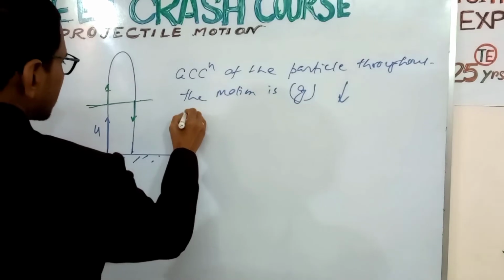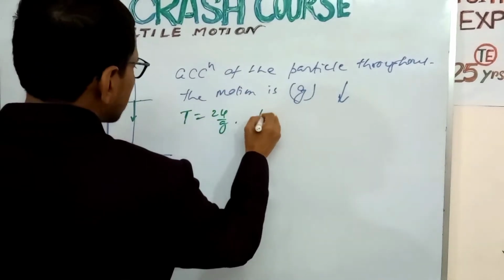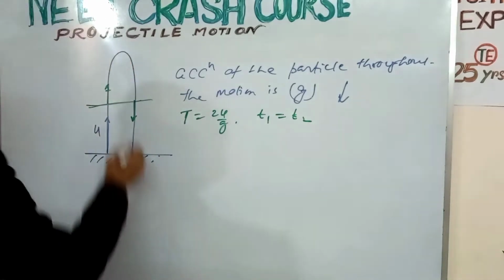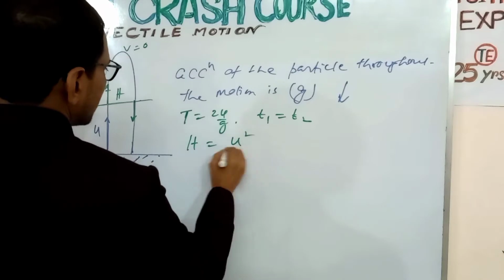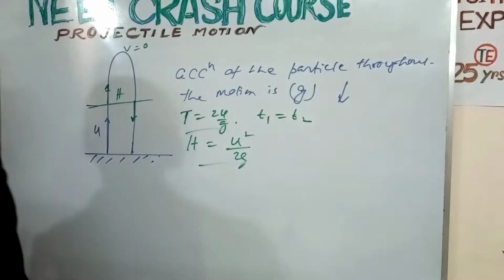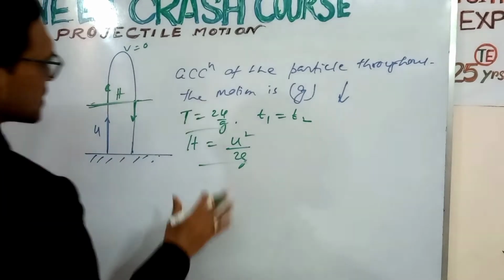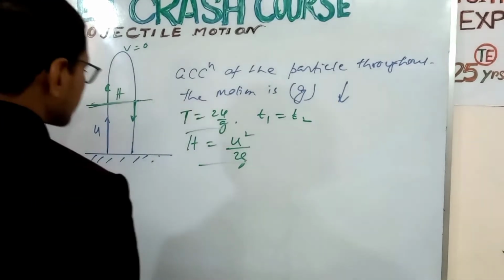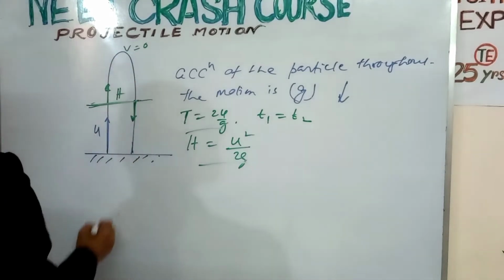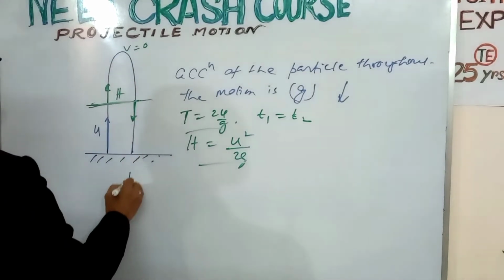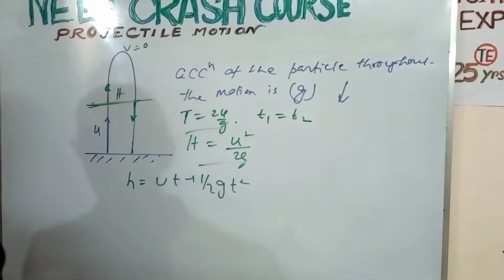We already know the time of flight T equals 2u by g, the time of ascending and time of descending are equal, the velocity at the highest point equals 0, and the maximum height equals u square by 2g. Now the important thing is the sign convention. When we write the equation of motion, we write h equals ut plus half gt square. This is the standard equation.